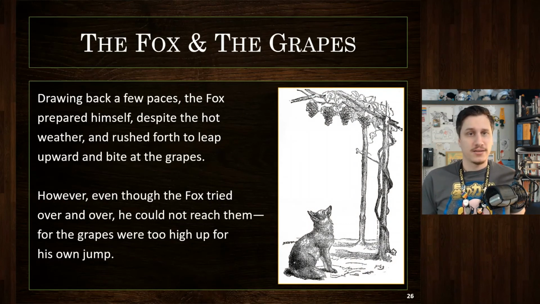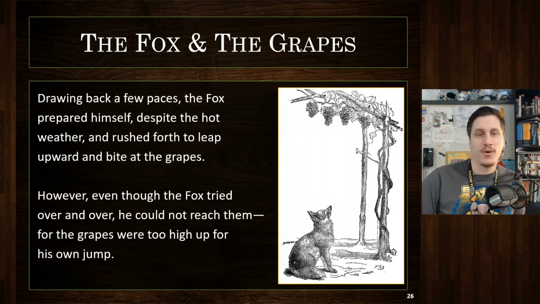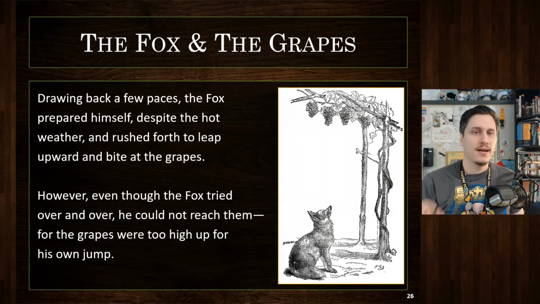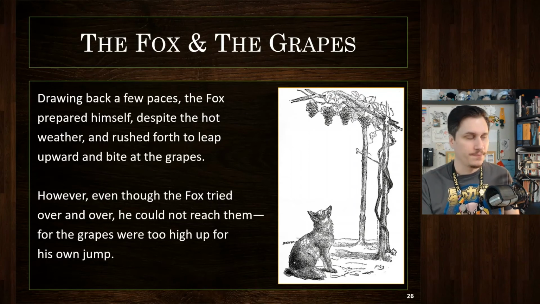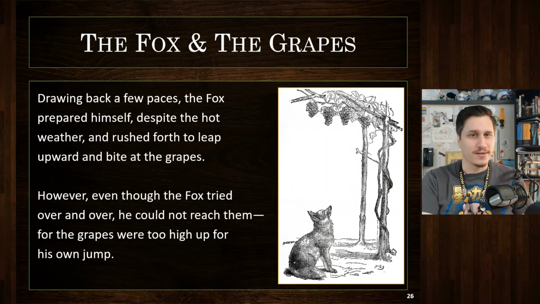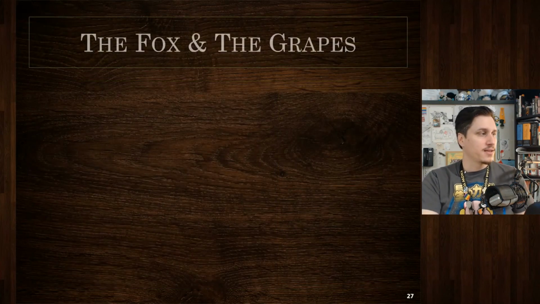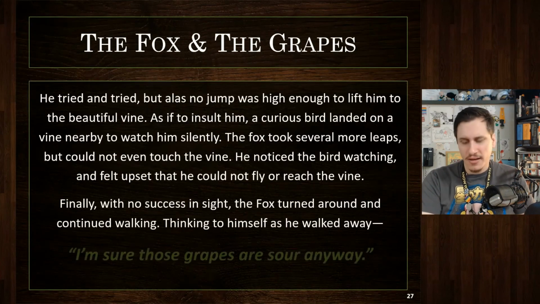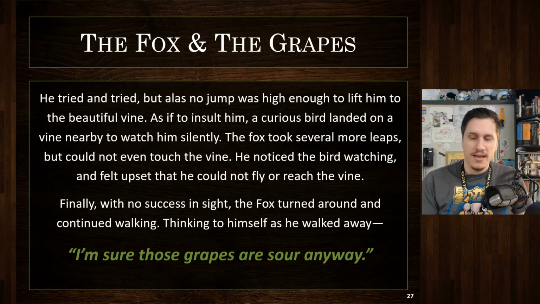So the fox takes a few steps back. He runs forward and he jumps as high as he can, and he tries to bite at the grapes, right? Now, he can't reach them, okay, because they're so high up on this vine, and foxes are really, really short. So this fox, he's like, okay, whatever, no big deal. He keeps trying, right? He runs a few more times, he jumps a few more times, he can't reach.